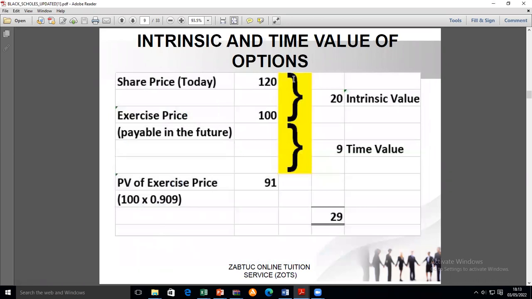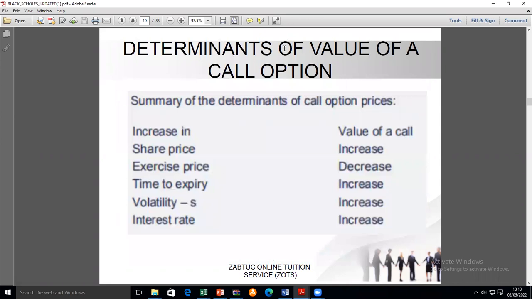So this is the concept of the intrinsic value and the time value. Determinants of the value of the call option. Summary of the determinants of call option. Increase in share price, increase in the value of the call option. If the exercise price increases, unfortunately, there will be a decrease. But if there is more time to expiry, that increases the time value. Volatility increases the time value. Increase in discount rate increases the time value also. So this is how these variables work.